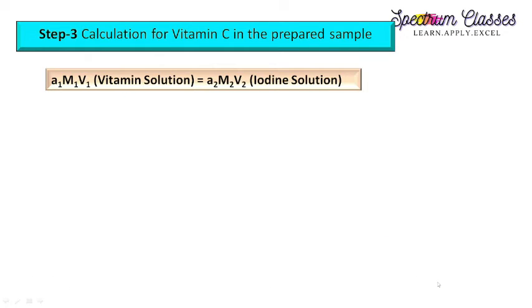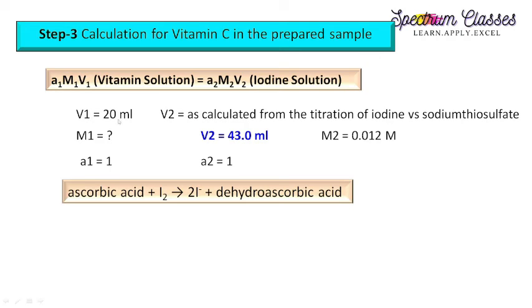Now coming to the calculation for the vitamin C present in the given solution. Here again we write the equation for redox titration: A1 M1 V1 is equal to A2 M2 V2. Here 1 stands for the vitamin C solution and 2 stands for the iodine solution. First we are just writing the values. The volume of vitamin C V1 is the 20 ml I have taken. I don't know its concentration, so I have to calculate it.